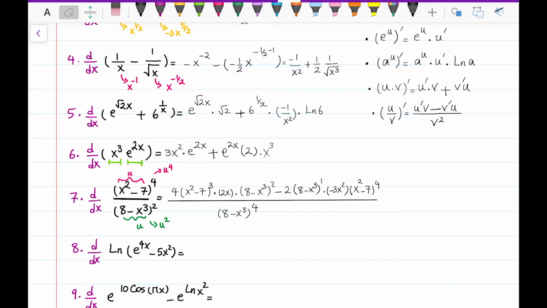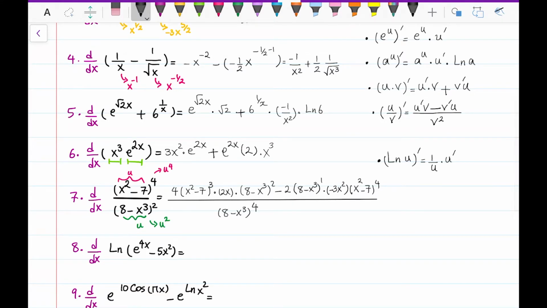Very good. For the next one, I need to review the derivative of natural log, which is what? Natural log of any function u. Derivative of that would be 1 over u, 1 over whatever function you have inside, times u prime. Perfect. Now let's go in here. I have ln of a function, okay? So derivative of that would be 1 over the function, which is e to the power of 4x minus 5x squared, okay?